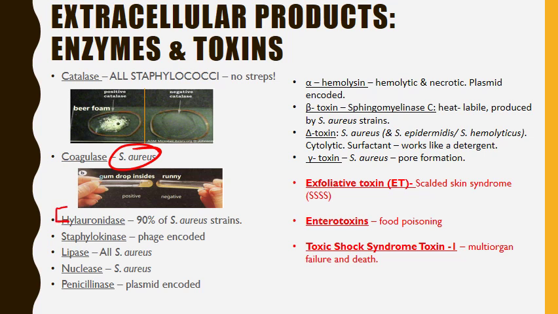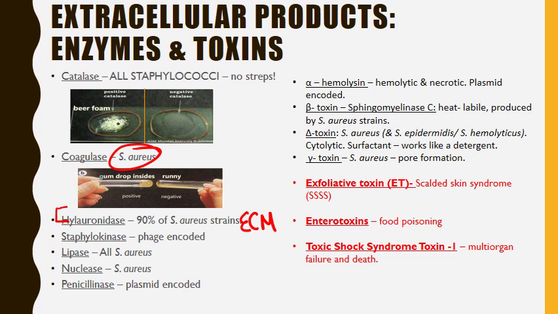It also has a hyaluronidase. 90% of the Staph aureus strains that we currently see have a hyaluronidase. All that's going to do is hydrolyze hyaluronic acid. Remember that hyaluronic acid is found in our extracellular matrix, so the extracellular matrix of host tissue. And the reason why that's important is that it actually facilitates the spread of the organism during the early stages of infection.